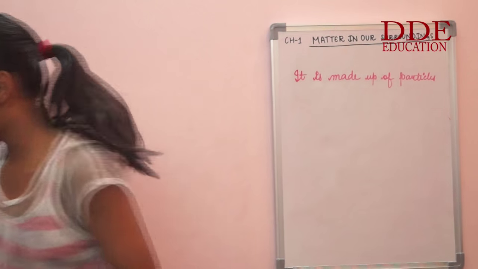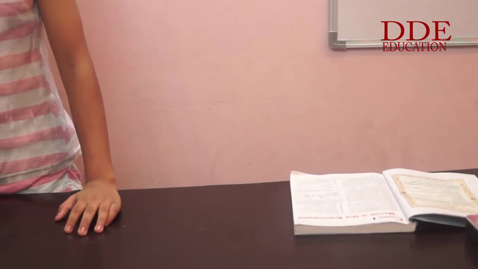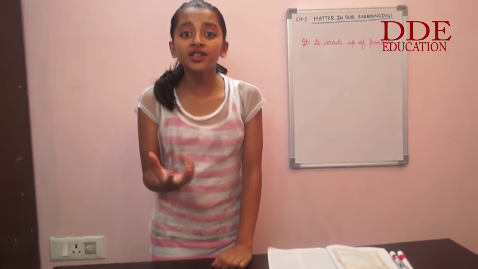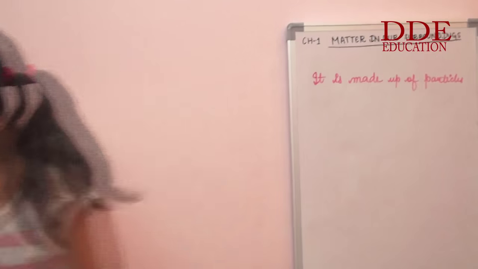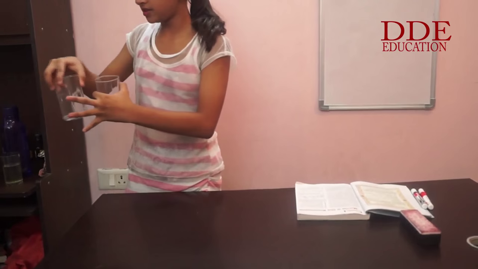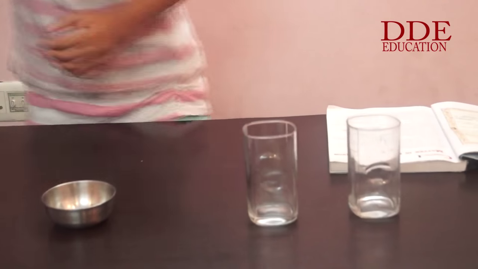For that experiment you need only a few things. In your textbook it would be written that you can use copper sulfate or Dettol, but that would be a boring idea and you would have to go to the market and run around. You can take haldi. It also gives some color in water, so we can identify the particles of matter. I'm going to dilute it only 2 times because I have to show it to you. So I'm taking some haldi, 2 glasses and some water.